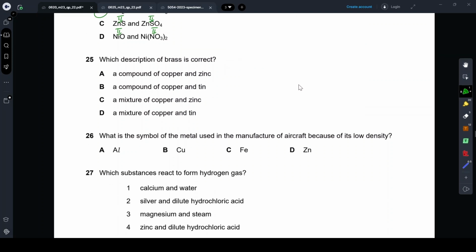Which description of brass is correct? C. Yes. So an alloy is a mixture, not a compound. A compound suggests that there has been a chemical reaction, which is not true. But alloys. Then you need to figure out which two actually go in there. So it's copper and zinc.